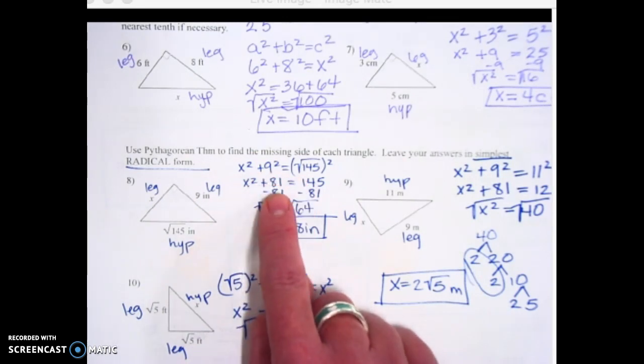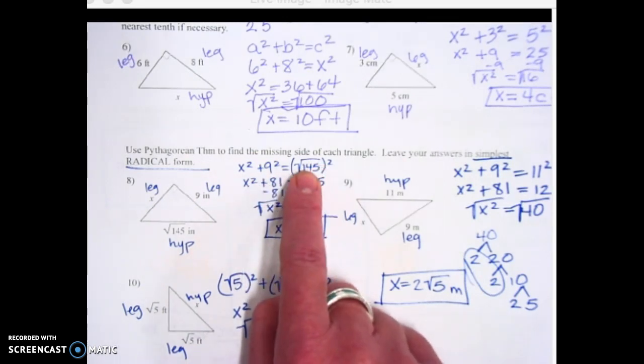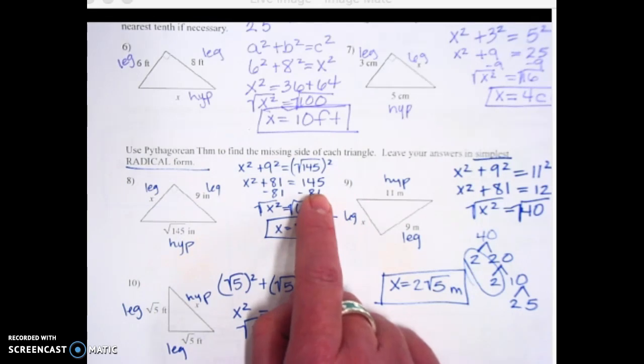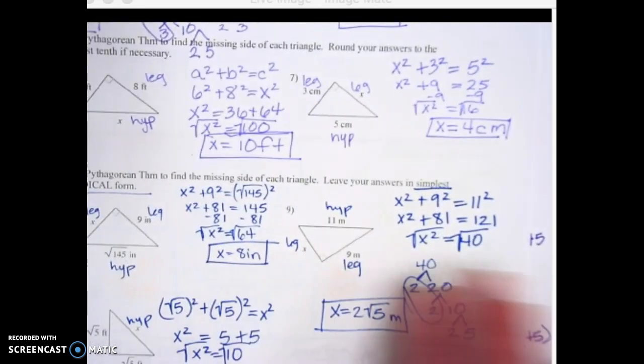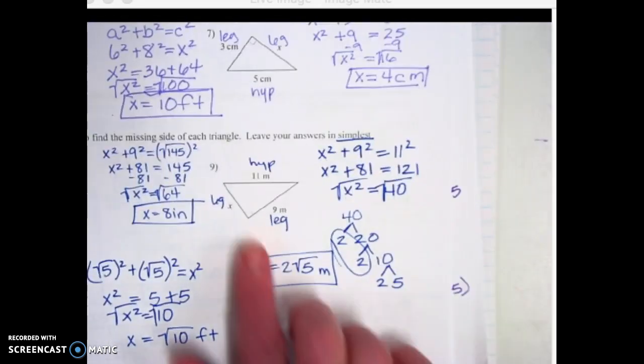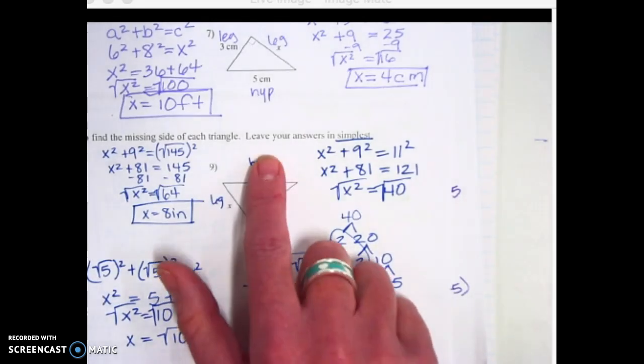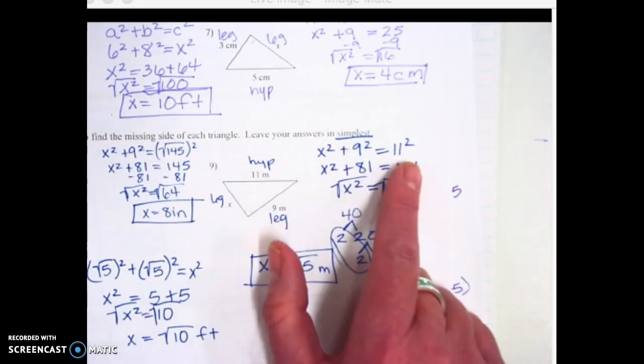9 squared is 81. And then the square root of 145 squared is 145. Subtract the 81 from both sides, which leaves you with 64. And then when you take the square root, you get 8. For number 9, these 2 are your legs. That's your hypotenuse. So plug in the 9 and the 11.